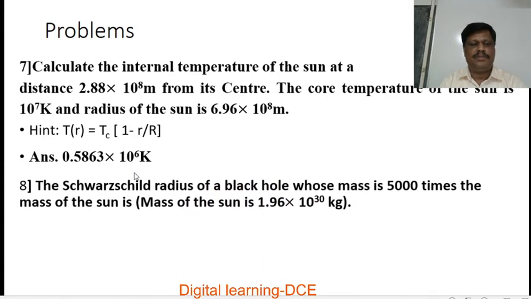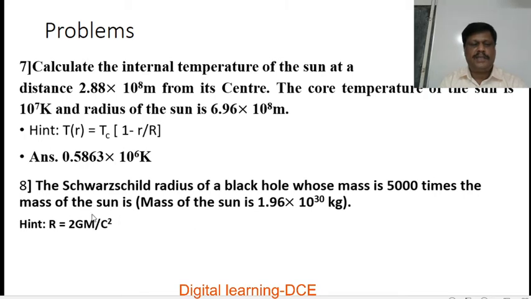The next problem is: the Schwarzschild radius of a black hole whose mass is 5000 times the mass of the Sun, and given the mass of the Sun is 1.96 into 10 power 30 kg.